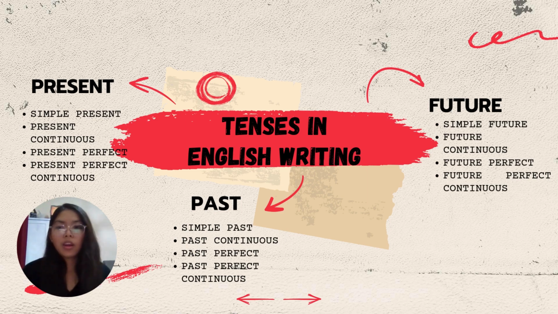writing. There are three that are categorized, which are present, past, and future, and four more that are categorized to simple, continuous, perfect, and perfect continuous.